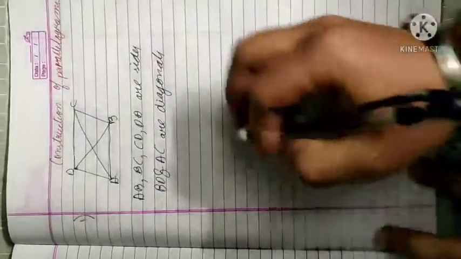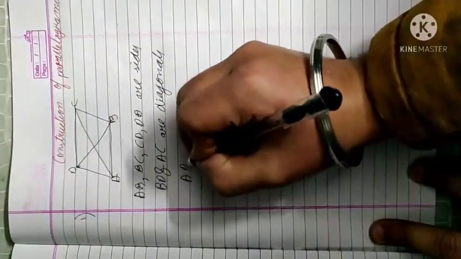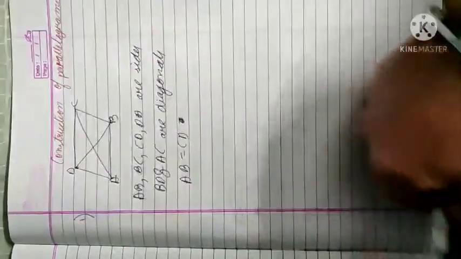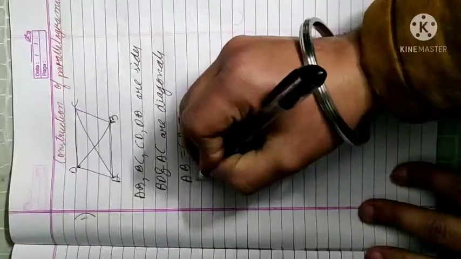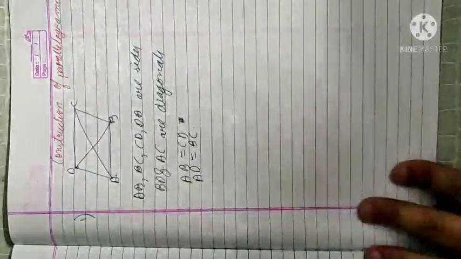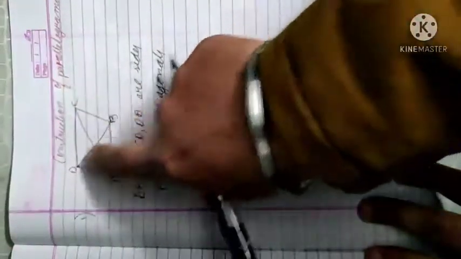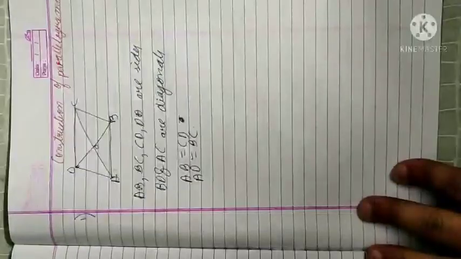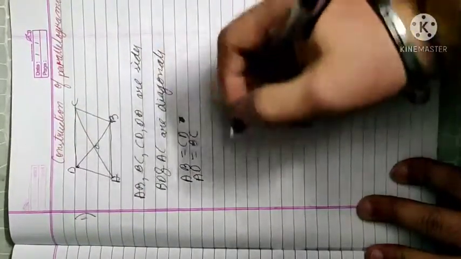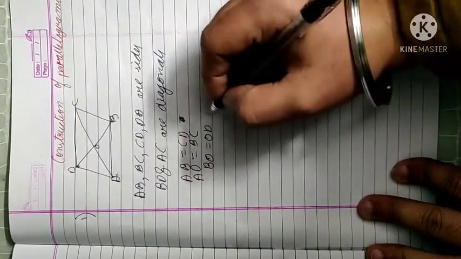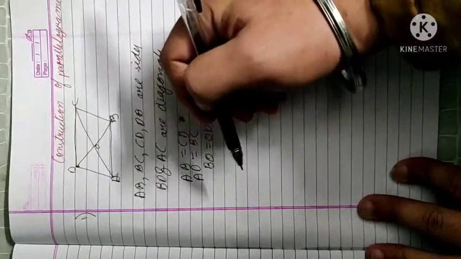What next? Here our opposite sides, that is AB is equal to CD always. Okay, opposite sides of a parallelogram are always equal, and this AD is equal to BC as well. And if this is the point O, this diagonal BD is cut into two equal halves at point O. Here BO will be equal to OD, as it is bisected.